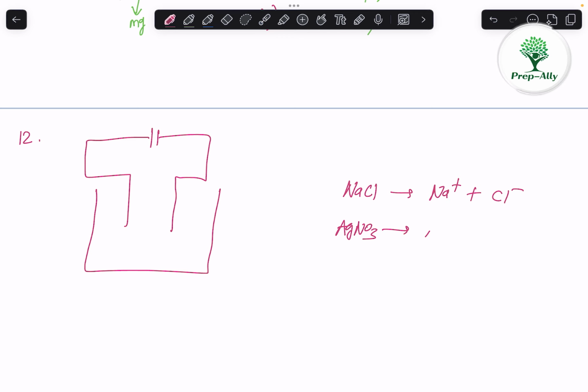AgNO3 will also split up into Ag plus and NO3 minus, and CuSO4 will also split up into Cu plus 2 and SO4 minus 2. But the sugar solution doesn't split, so no ions are created in the sugar solution. So the ions are not there to move, so there is no current. So option number D is the correct answer. The bulb will not glow for option number D.